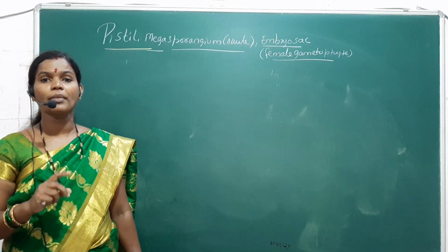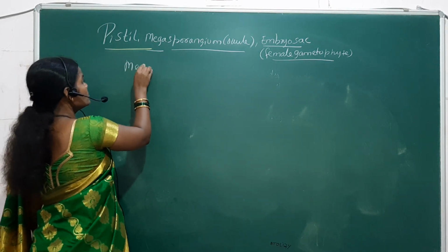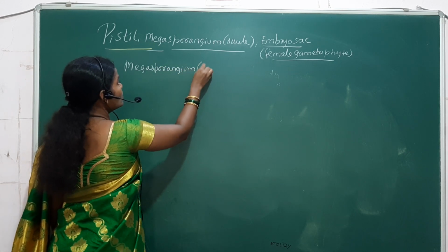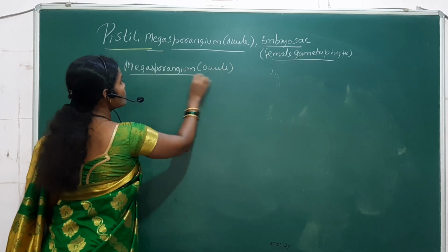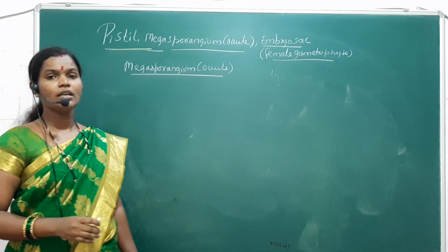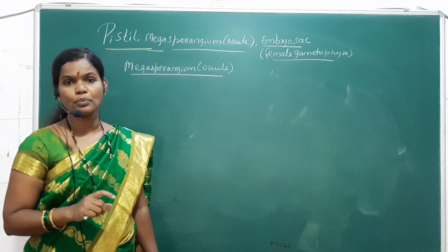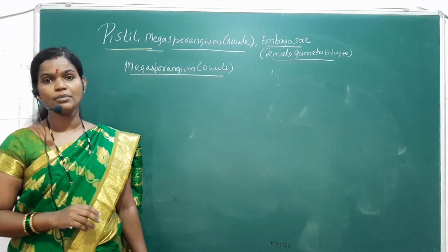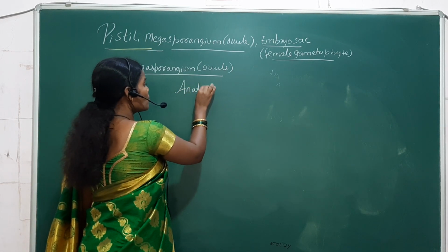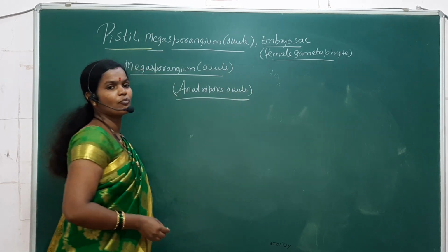Now we are going to see the main concept, that is Megasporangium. Students, Megasporangium is also called as ovule. What is the Megasporangium also called? It is also called as ovule. So especially in your theory syllabus, they have particularly mentioned the anatropous ovule. The structure of the anatropous ovule they have mentioned here.